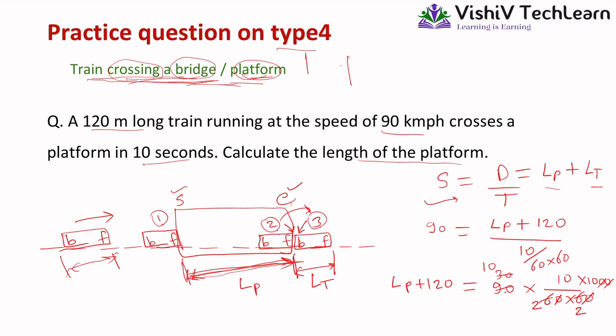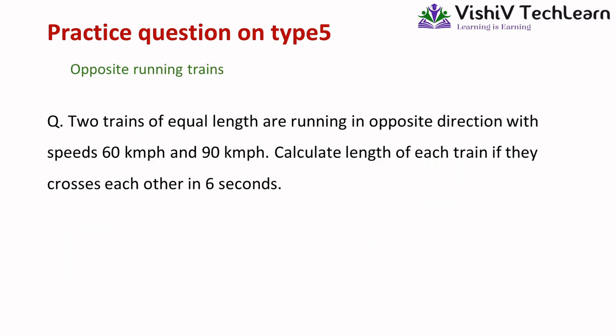2 to the 4, and on this side we have 1000. 1000 divided by 4 gives the answer 250. So the final equation is LP plus 120 is equal to 250. So LP is equal to 250 minus 120, and this answer is 130. So 130 meters is the final answer. Let's go to the next question.